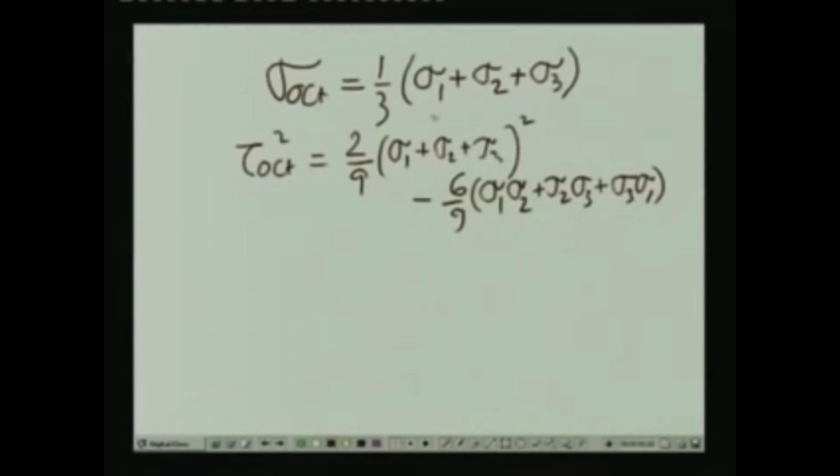Hence, as it has been asked, if sigma 1 plus sigma 2 plus sigma 3 is equal to 0, then eventually the normal stress on the octahedral plane, sigma octahedral, is equal to 0. So, if the first invariant is 0, then the octahedral normal stress will be equal to 0, and only shear stress will exist on the octahedral plane.